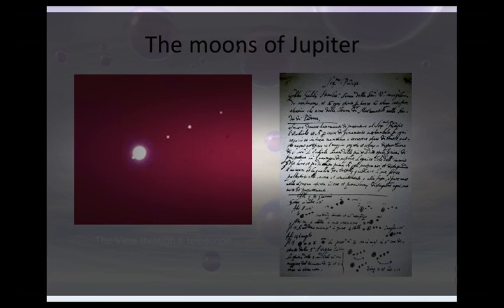And this is kind of how they would look in a small, medium-sized telescope, like the 5-inch reflecting telescope, like what we have in the back of the room. So, Jupiter and its 4 moons.